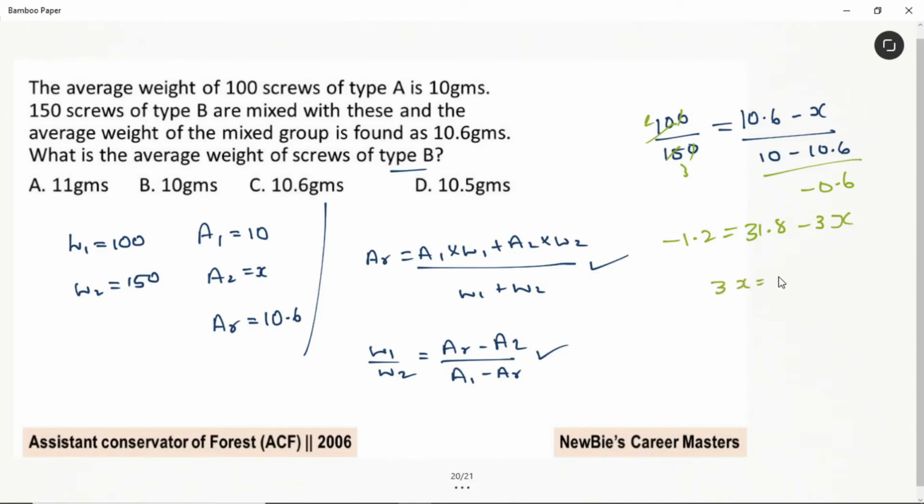3x is equal to 31.8 plus 1.2. 3x is equal to 33. X is equal to 11 grams. So x value is 11 grams. Option A is the answer. Am I clear, everyone? Remember these two formulas.